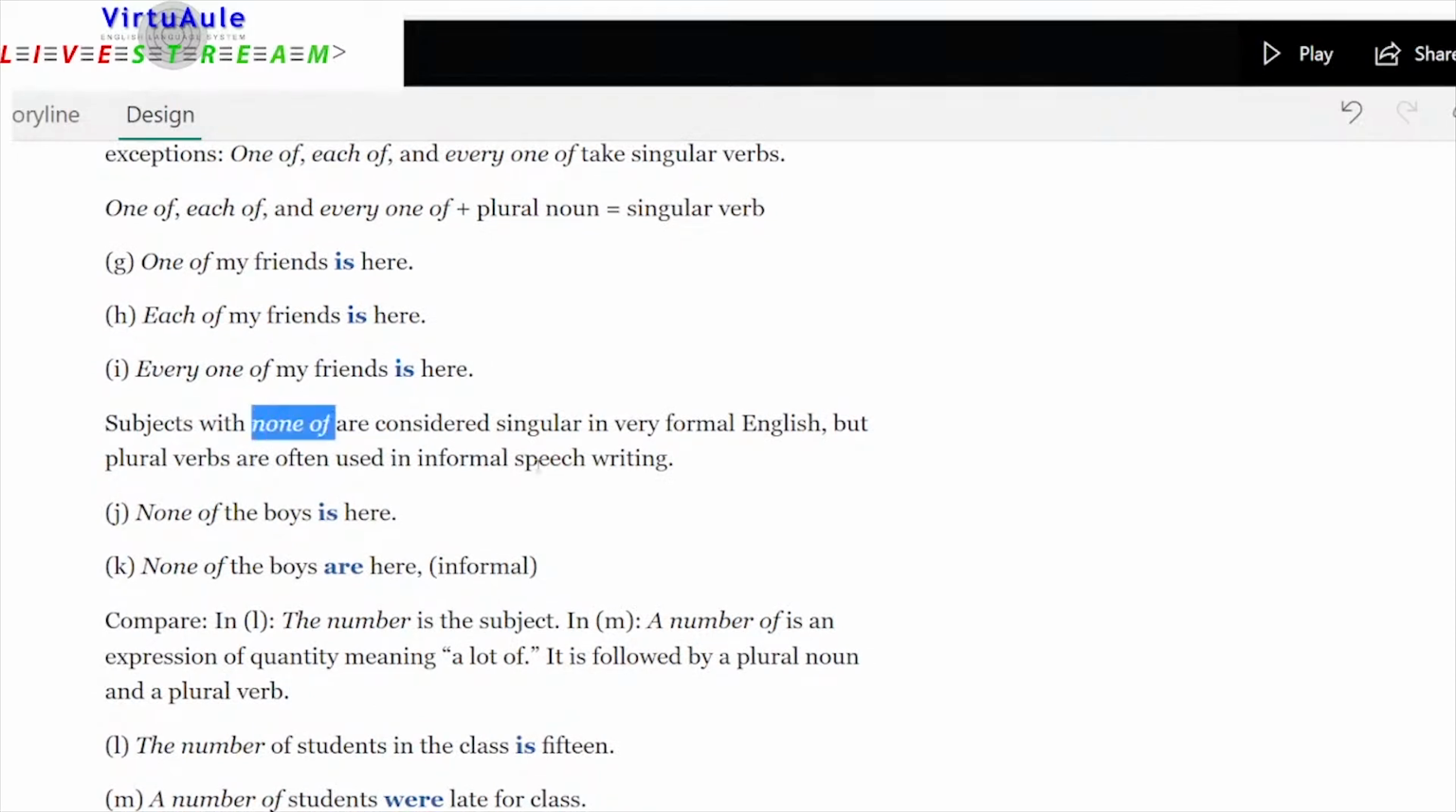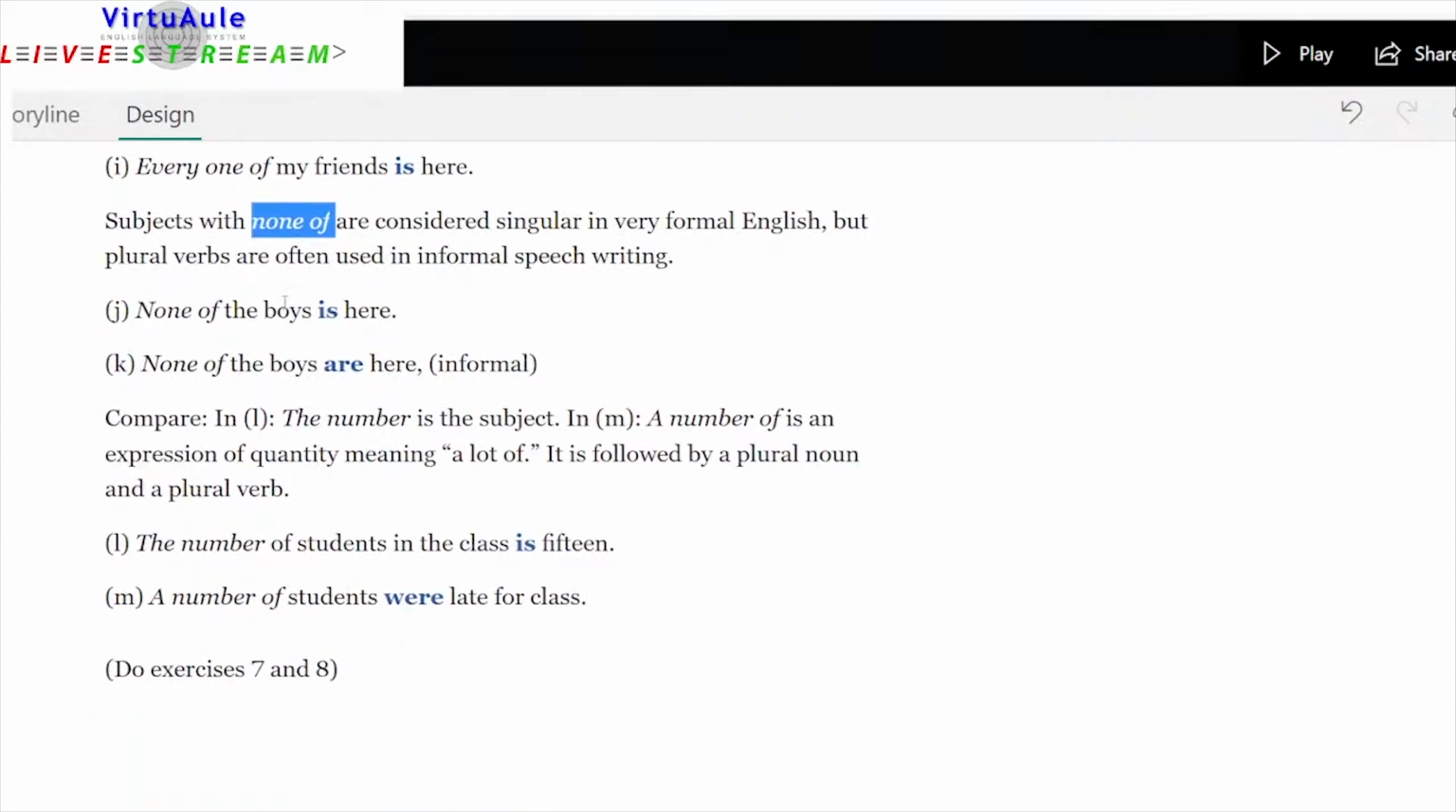Subjects with none of are considered singular in very formal English, but plural verbs are often used in informal speech and writing. None of the boys is here. None of the boys are here. Okay, I would say that probably it's much more common to say that none of the boys are here, but this is a typical English rule.